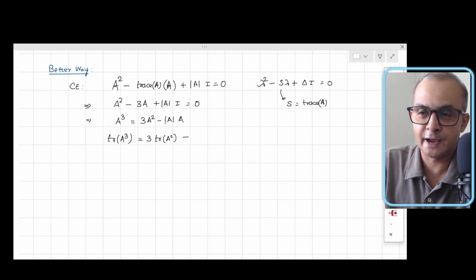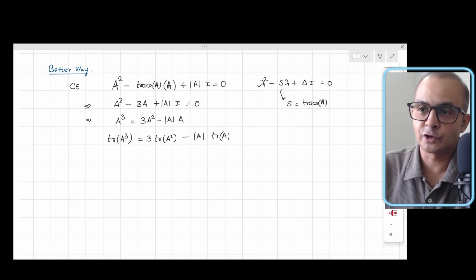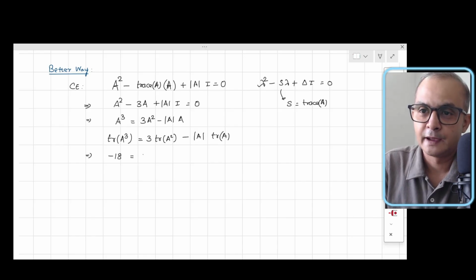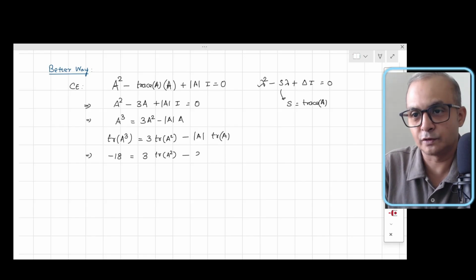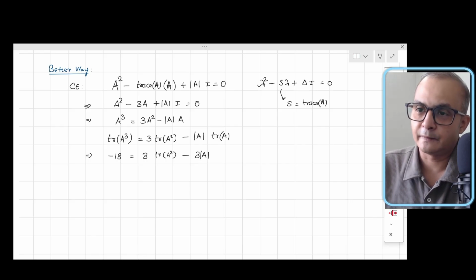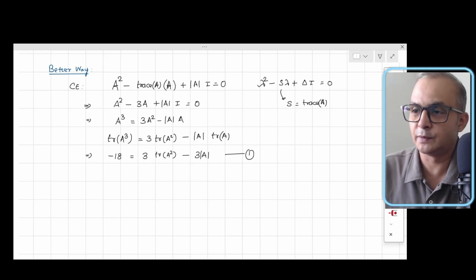And here also, determinant of A is a number, so it will act in the same way. So determinant of A times trace of A. But notice the trace of A we already know, and trace of A cube is already given. So I can write negative 18 as the trace of A cube is given. Trace of A square I don't know, but we can find it out. Trace of A is already 3. So we can write 3 times determinant of A. Now, if we can find out the trace of A square, our work will be done.